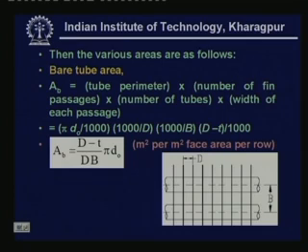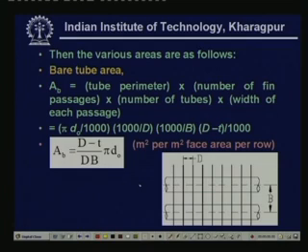Now, the various areas are as follows. The bare tube area, A subscript B, is given by tube perimeter into number of fin passages into number of tubes into width of each passage. Okay. So, bare tube area is basically nothing but this area, excluding the fins.